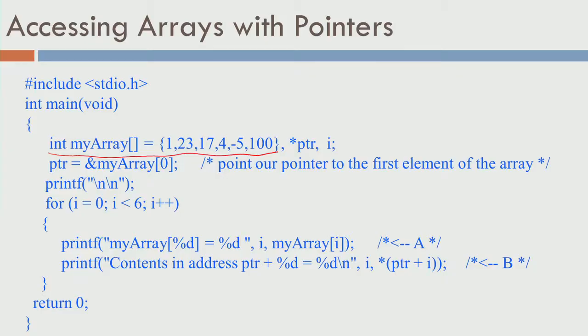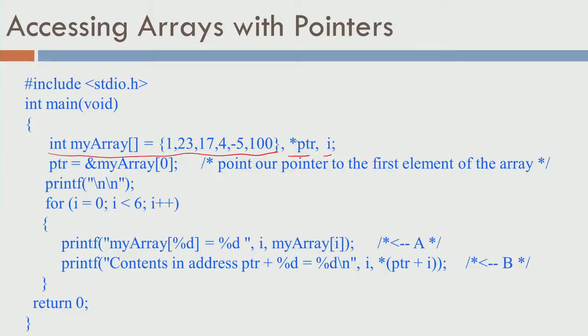What this does is it takes the set of values on the right side. So, we have 1, 23, 17, 4, -5 and 100, there are 6 values. So, int my array is actually an array which can take 6 values. So, the size of my array is 6 values. Then we have star ptr and I. So, instead of explicitly saying my array should be an array of size 6, we let the compiler figure out how many values are there on the right side, and based on that appropriately take the size for my array. So, in this case the size of my array is 6.